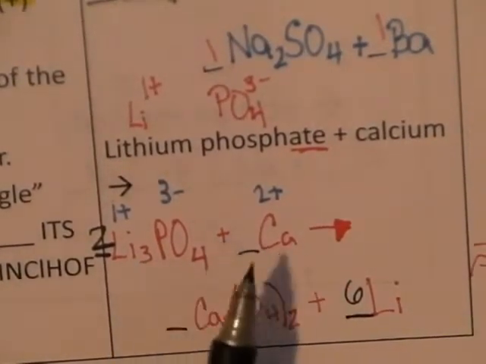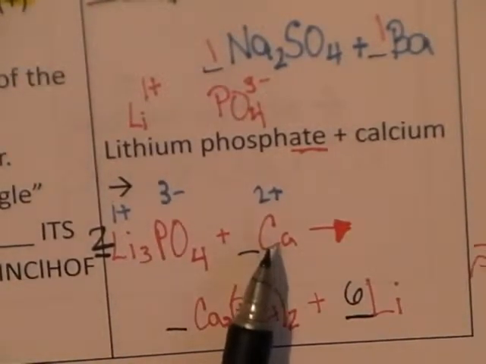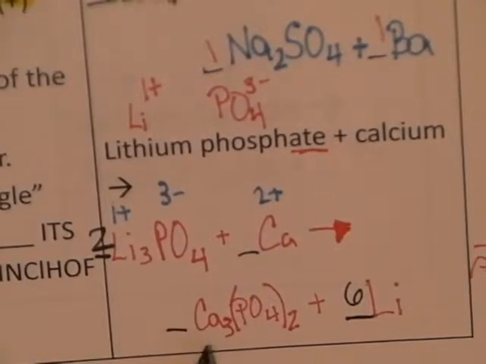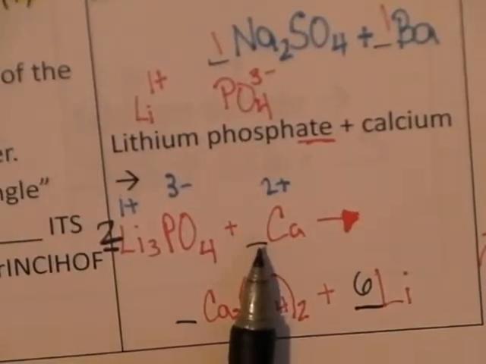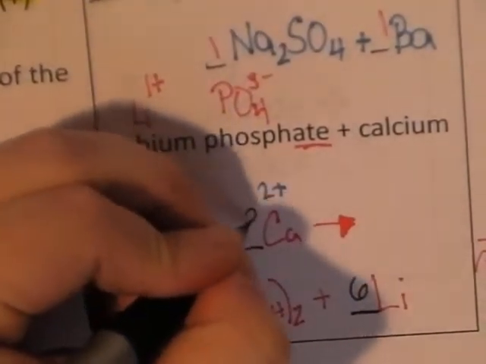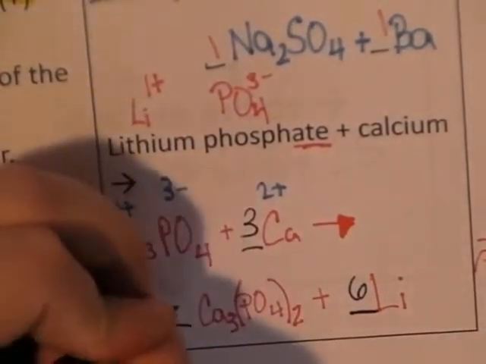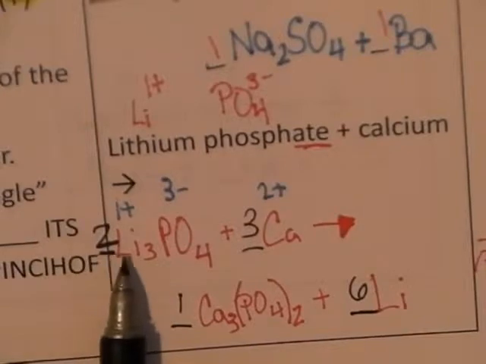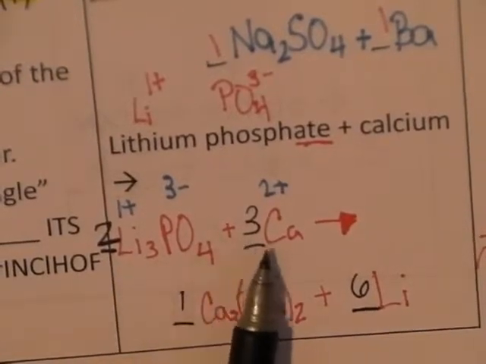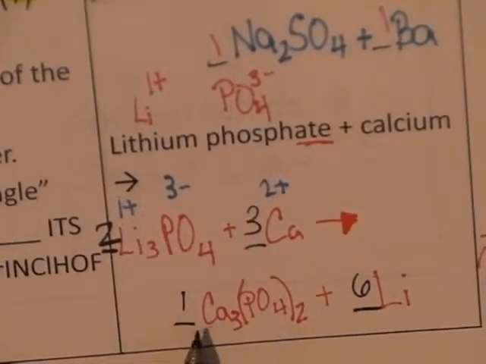Now all we have left is calcium. How many here? 1. And how many here? 3, right? So what do I put here? A 3. Very good. Now that fixes everything. You can put a 1 there if you want to, or you can leave it blank. Alright, so your final equation is 2 Li3PO4 plus 3 Ca makes 1 Ca3(PO4)2 plus 6 Li.